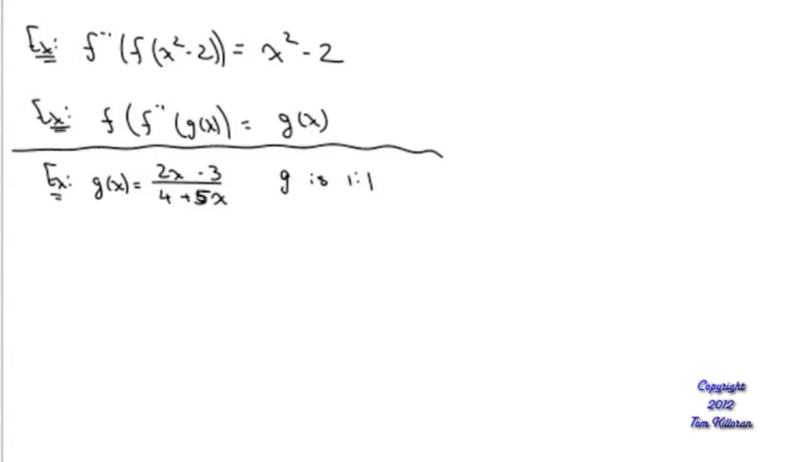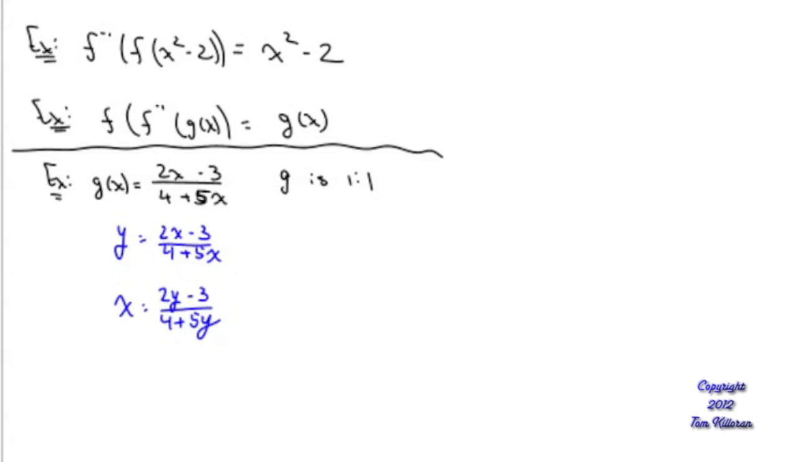So the first step of finding an inverse, yes, I'm asking you to turn back a few pages and say, change g of x into y. So you go y equals 2x minus 3 over 4 plus 5x. Okay, and then interchange your x's and your y's. So this becomes x is equal to 2y minus 3 over 4 plus 5y. Make sure you change both of the x's into y's. All right, now the hard part. I need to solve that for y.